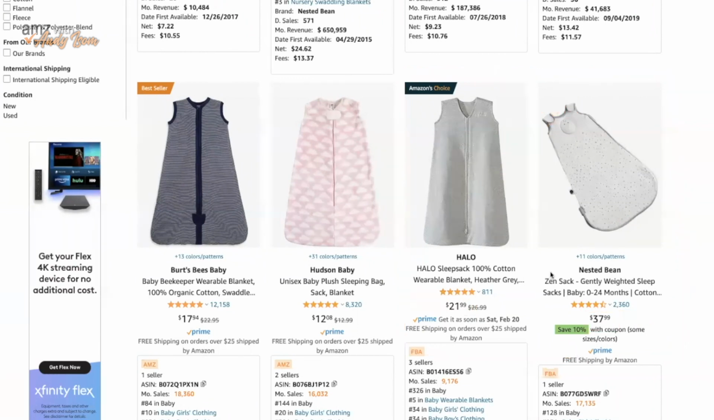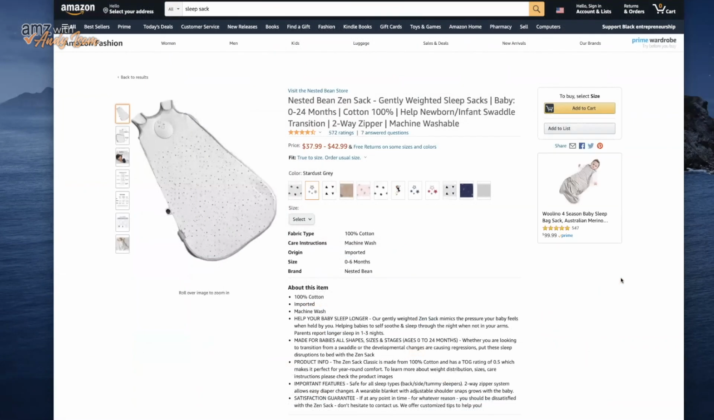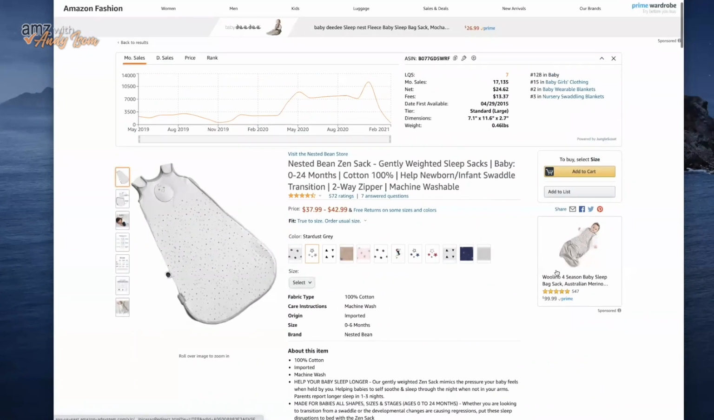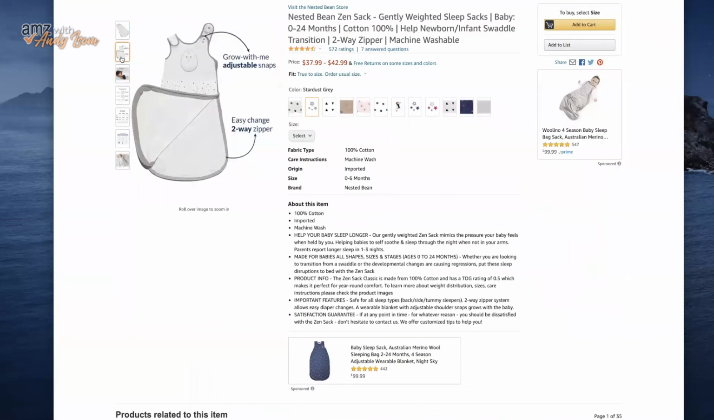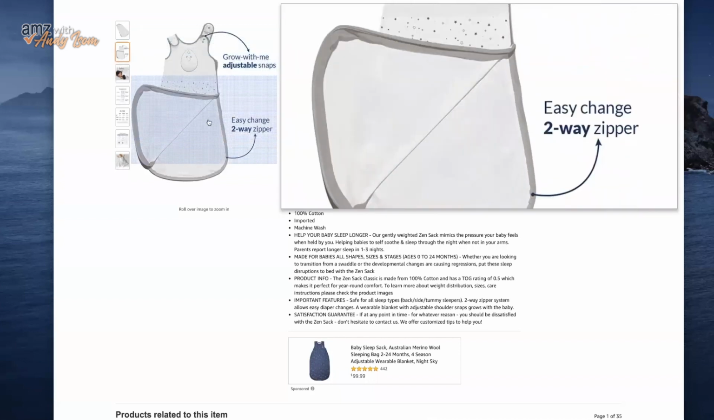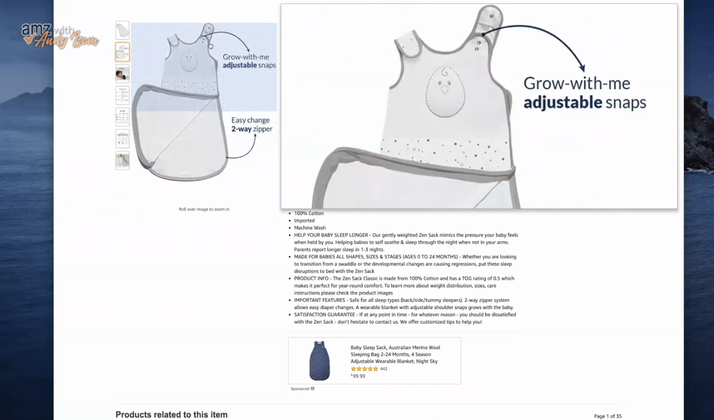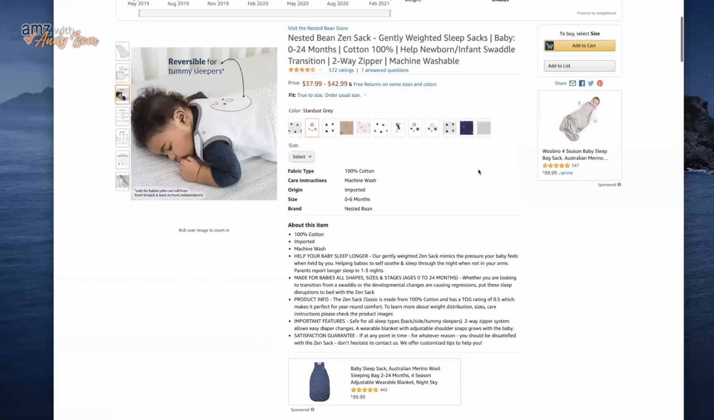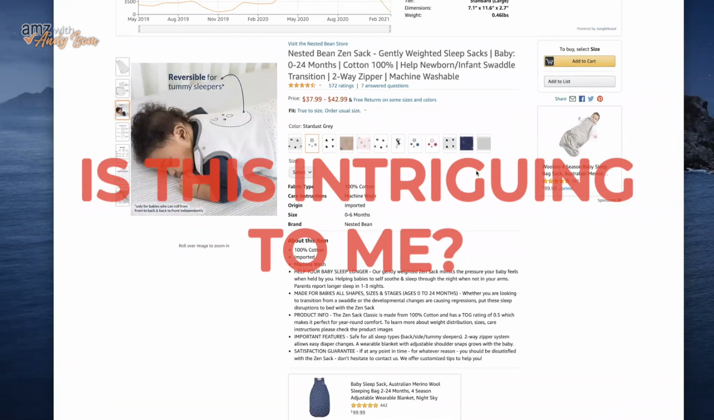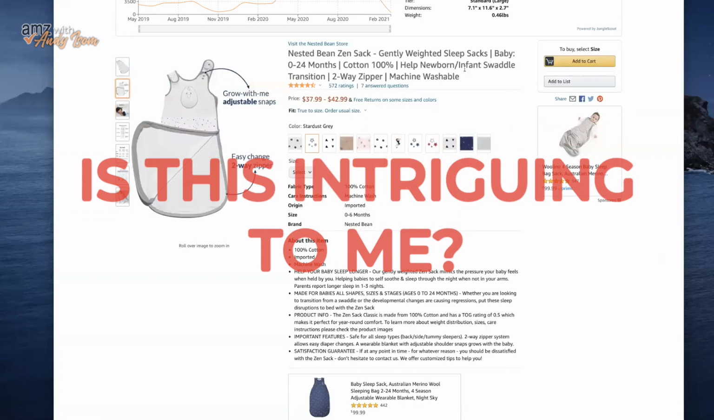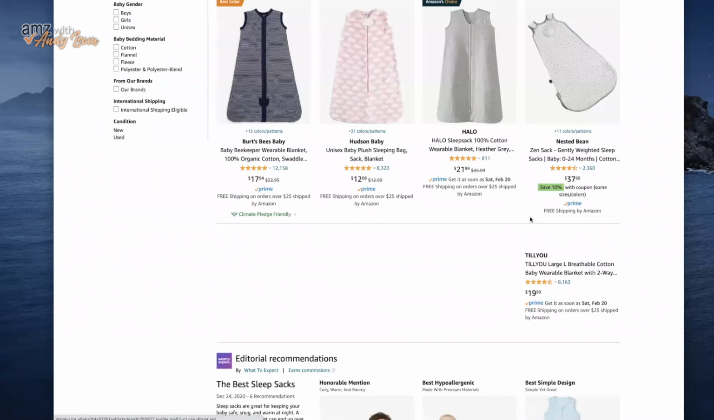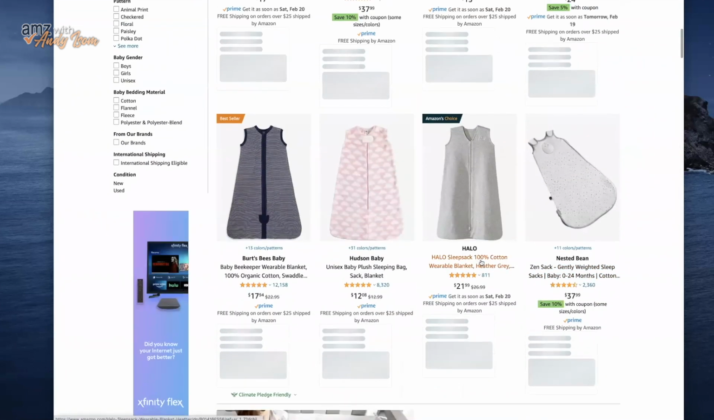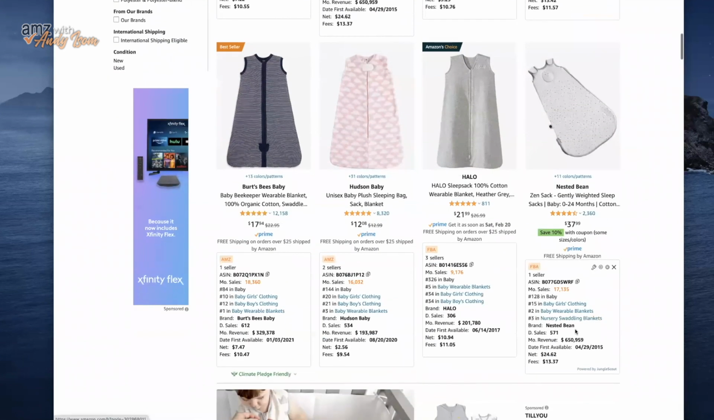And then as a customer, you're probably going to open both of these and say, what is it about this one that is better? They're not going to see Jungle Scout data right here, probably, unless they're like me. But they're going to look here and be like, oh, that opens from the bottom. Grow with me adjustable snaps. And then they're going to think to themselves, is this intriguing to me? Do I like the idea of this gently weighted with the adjustable straps and things? Or would I rather go with the simple Halo design? And obviously there's people who buy both kinds because we've seen the data. They each are selling really well. There's just different markets out there.